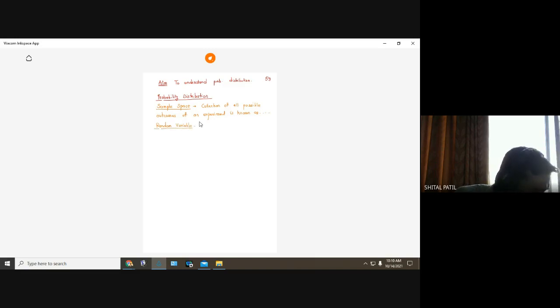Next definition, that of a random variable. A variable whose value is a number determined by the outcome of an experiment is known as a random variable. Then the probability function.